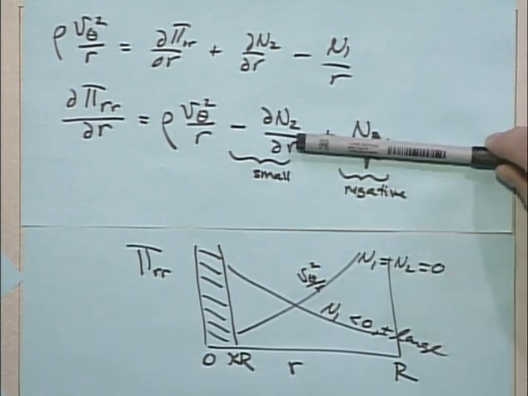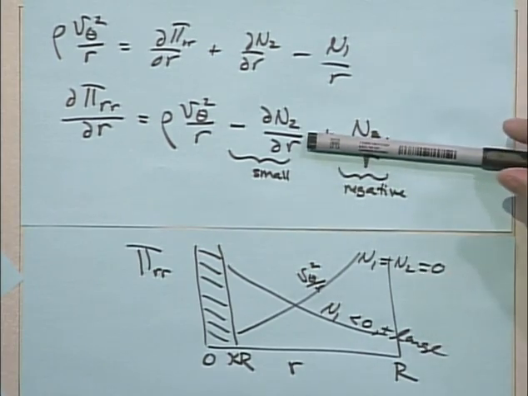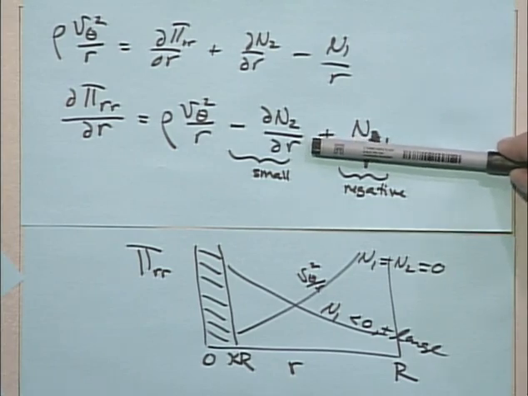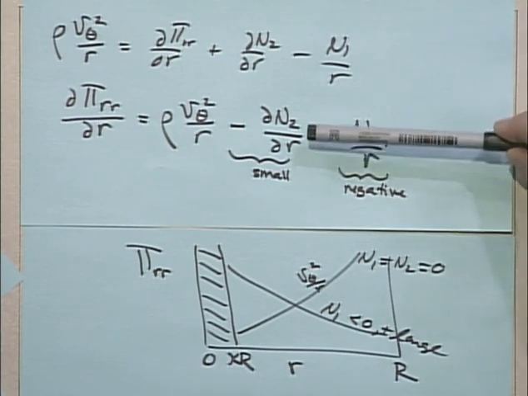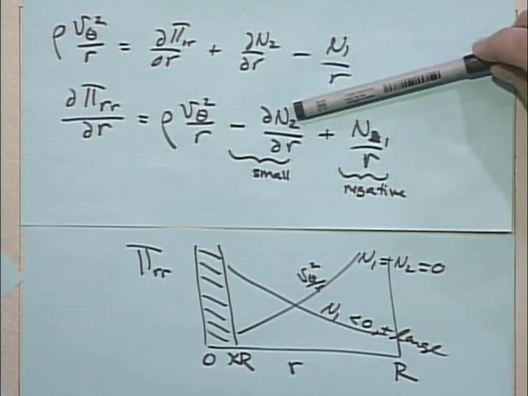How does N2 vary with R? Like I said, I can barely measure N2. I would have a hard time measuring how it varies in the R direction. It may not vary very much in the R direction at all, in which case this term would be 0. But in any case, I know that the quantity itself is very small.